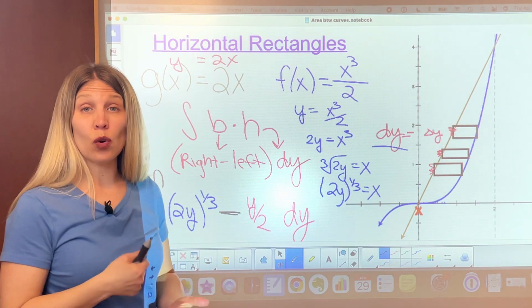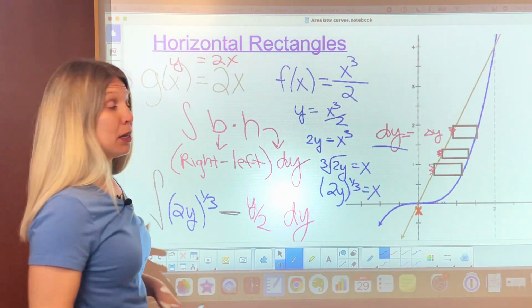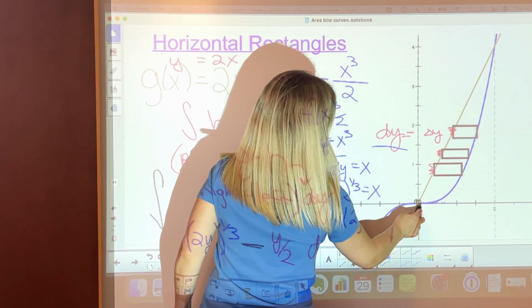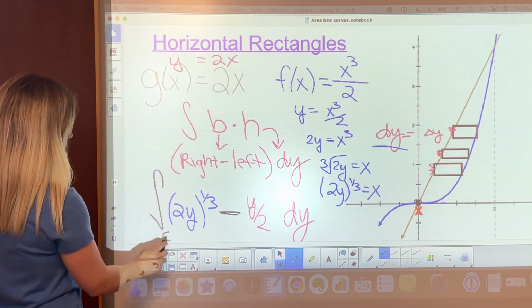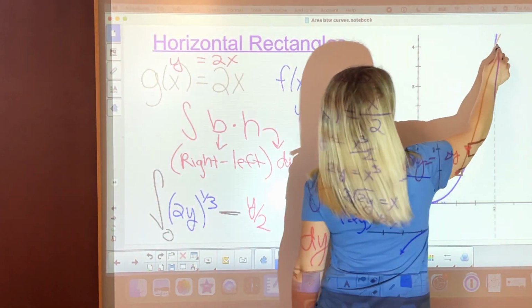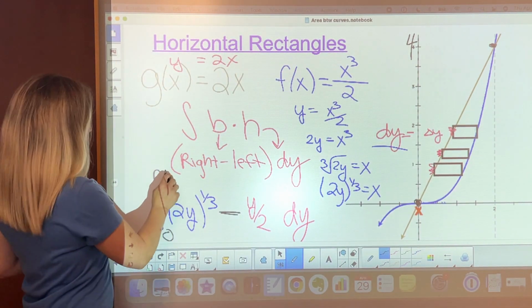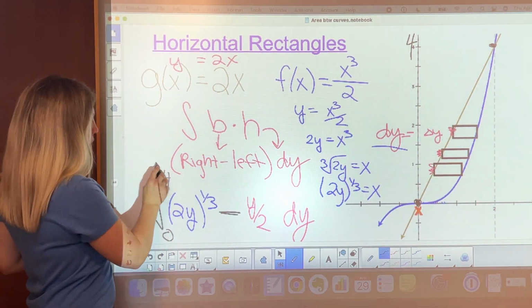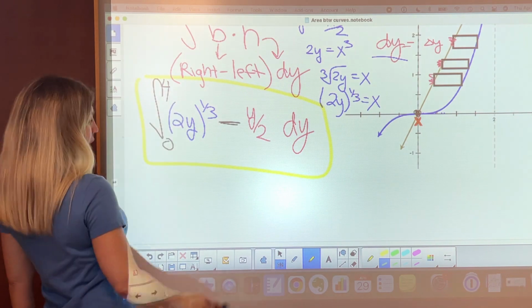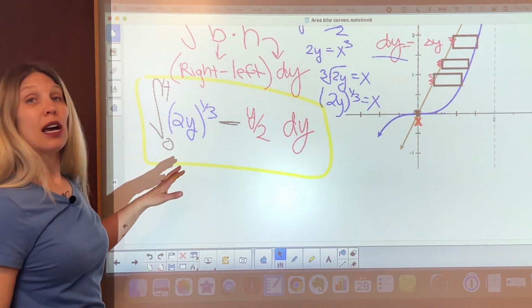And of course, since this is a dy problem, our bounds have to be in y values. So here, your y value is 0. And up at the top where they intersect, your y value is 4. So your bounds are 0 to 4. So here's the equation that you would go ahead and write down on your paper.